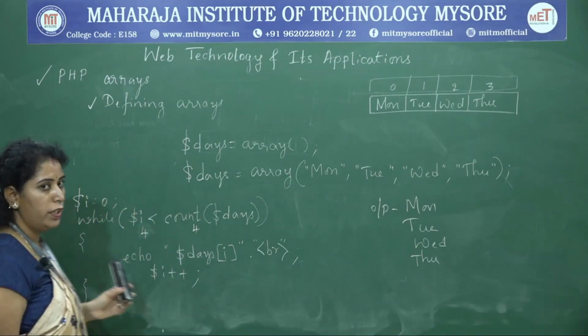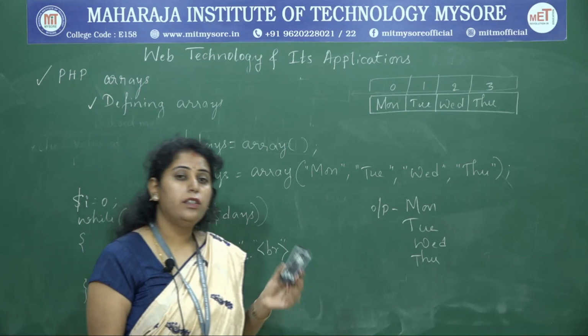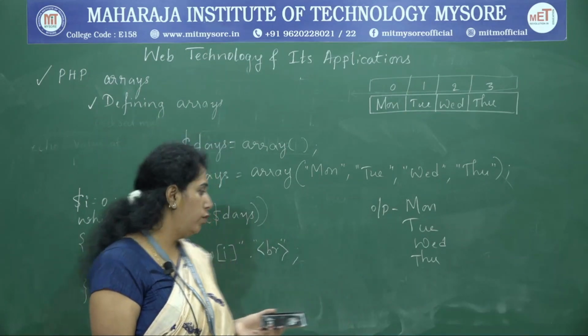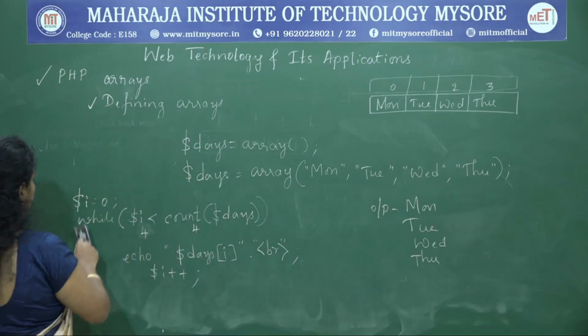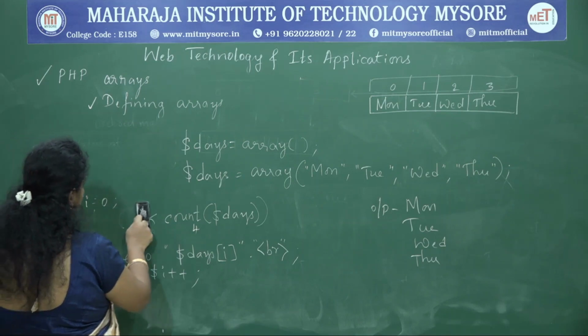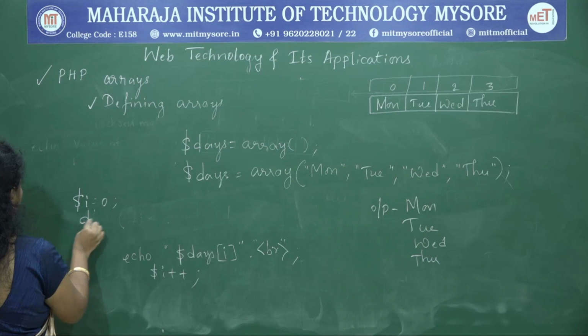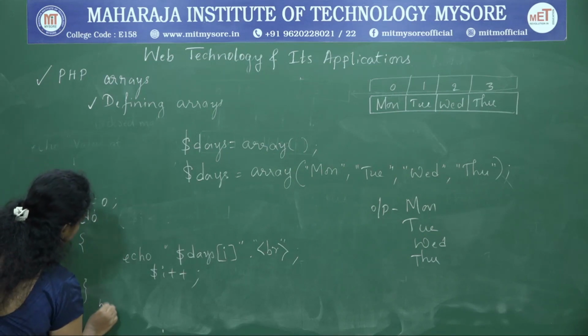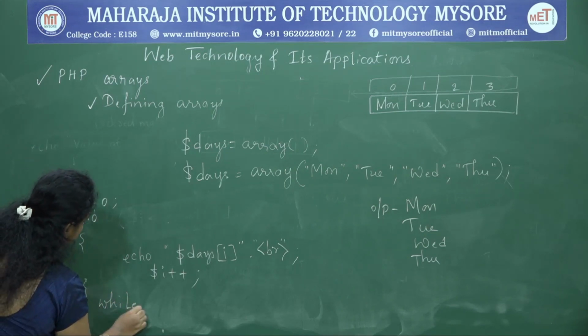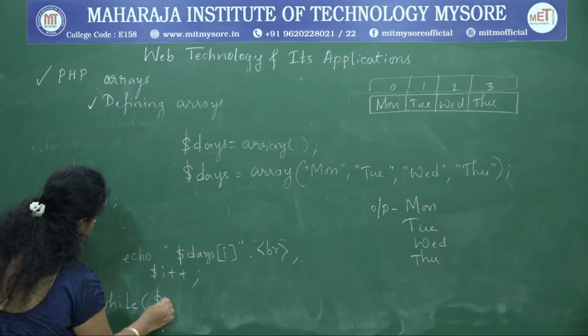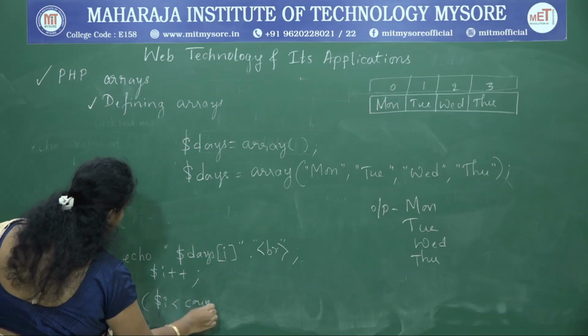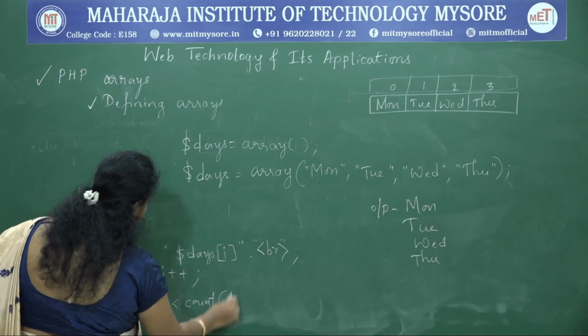So next we have to think of using the do while loop. How can we work with the do while loop? Yes, in a similar fashion, only one thing changes, that is, see, the do while condition we are putting here, less than count of days.